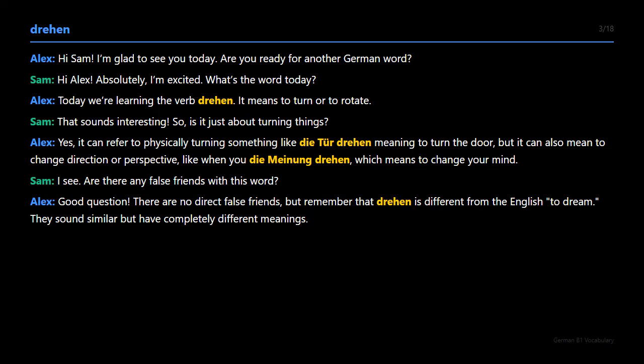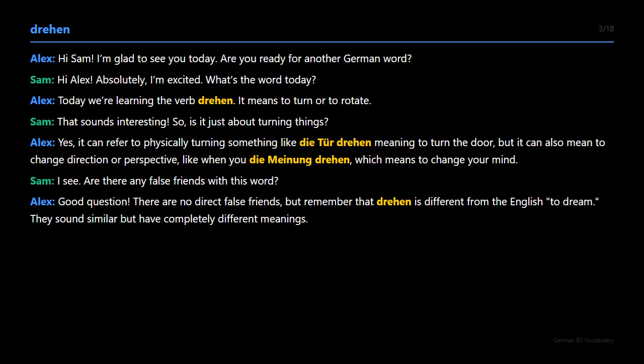What's the word today? Today we're learning the verb drehen. It means to turn or to rotate. That sounds interesting. So, is it just about turning things? Yes, it can refer to physically turning something like, die Tür drehen, meaning to turn the door, but it can also mean to change direction or perspective, like when you say die Meinung drehen, which means to change your mind.